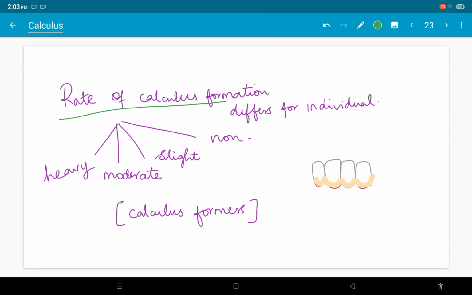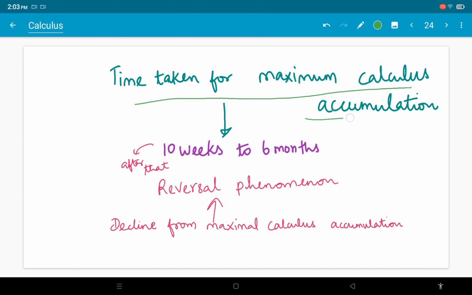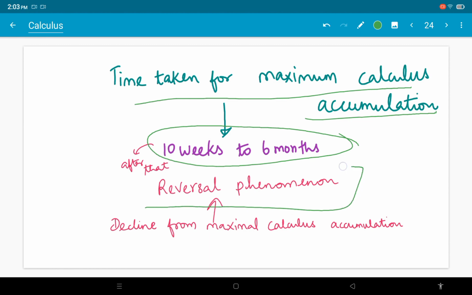The rate of calculus formation differs for each individual. Depending on that, individuals have been classified as heavy calculus formers, moderate calculus formers, slight calculus formers, or non-calculus formers. For certain people, plaque never undergoes mineralization, so it depends on the individual also. Time taken for maximum calculus accumulation is about 10 weeks to 6 months. After that there is a decline in calculus formation, known as the reversal phenomenon. So the maximum calculus will be formed within 6 months if the plaque is undisturbed.